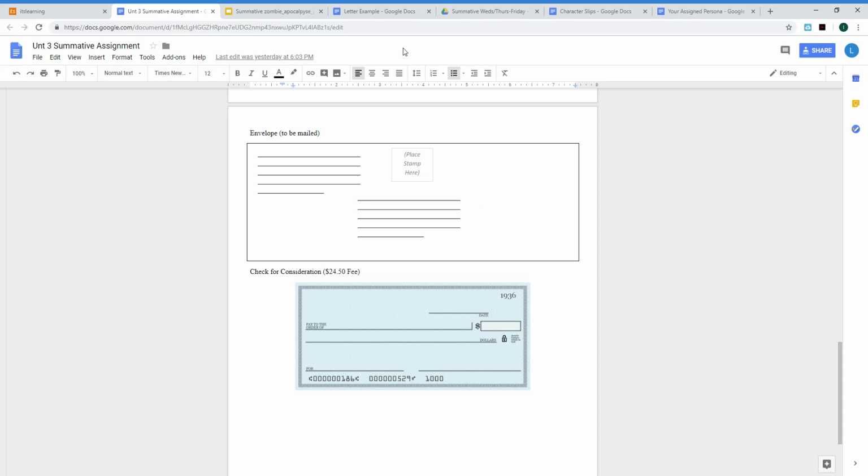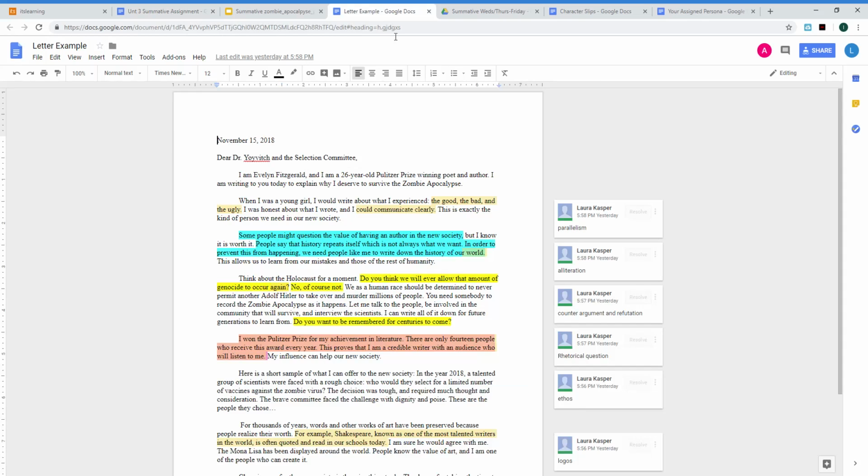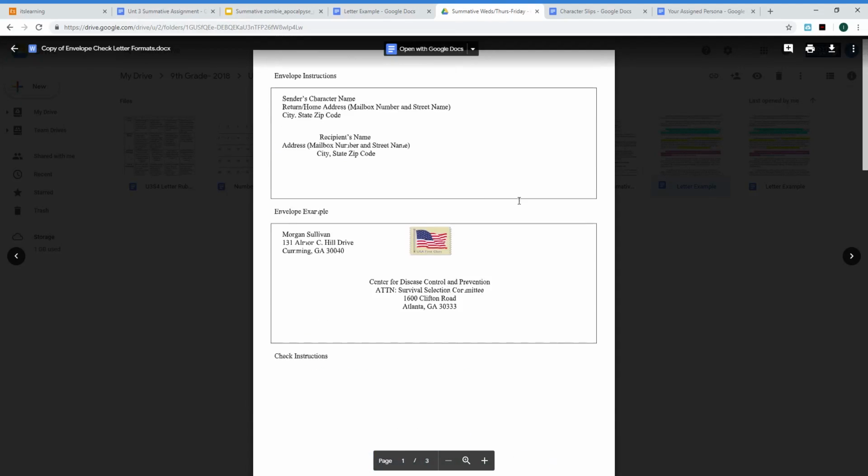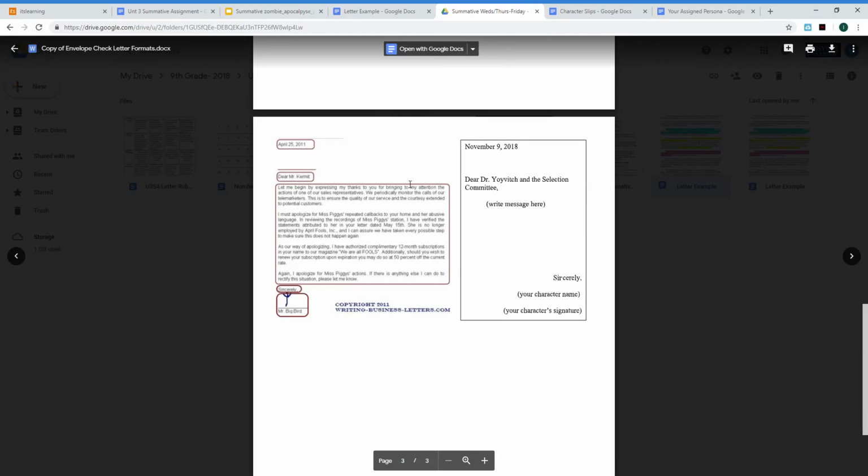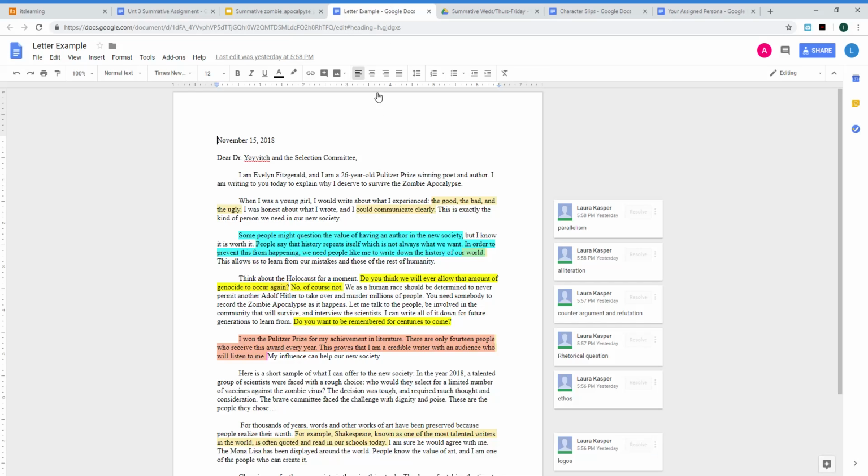Okay, so let me give you some examples of what you're going to be doing. So here is my example letter. Always start off, give us the date. I also have an example of it on another sheet of paper as well. Let me see, I should have it pulled up somewhere here. Yeah, here. If you look on It's Learning, I'll show you where all of these resources are as well for how to address a letter. Anyway, so here's the example. Dear Dr. Yovich and the selection committee, make sure you do that, put a comma after it.